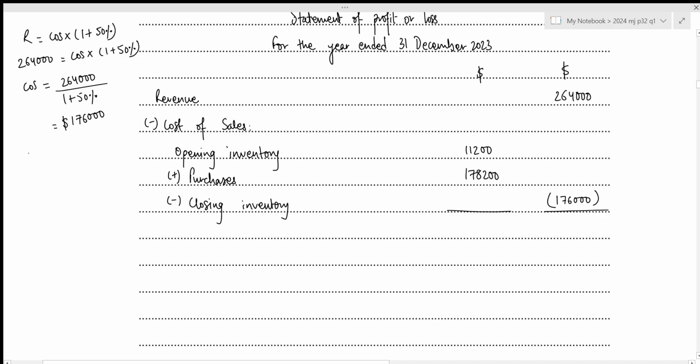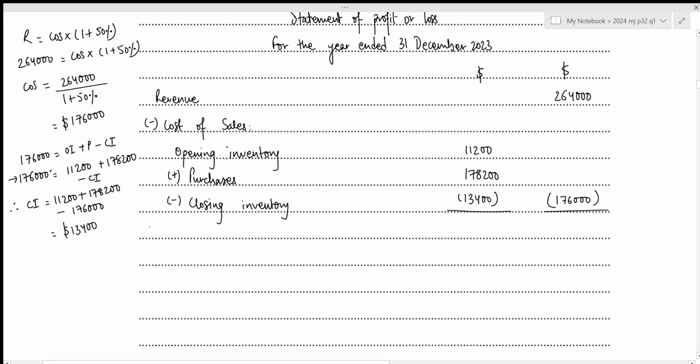Now for the closing inventory, we know that 176,000 will be equal to opening inventory plus purchases minus the closing inventory. We already have the values for the opening inventory and purchases. The opening inventory is 11,200, purchases is 178,200, minus the closing inventory. So the value for closing inventory will be 11,200 plus 178,200 minus 176,000. This results in the value of 13,400. So 13,400. Now we can easily calculate the gross profit. That will be 264,000 minus 176,000, which results in 88,000.